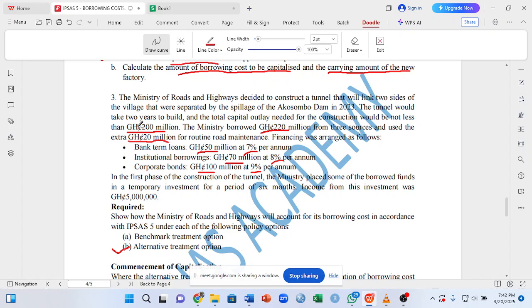So what is specific borrowing again? You borrowed it specifically for the qualifying assets. Okay. So what about the extra 20 million? What are they using it for?